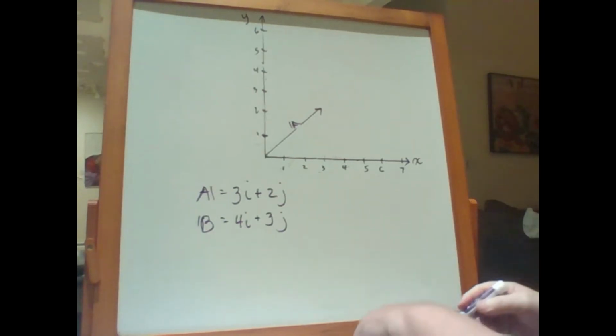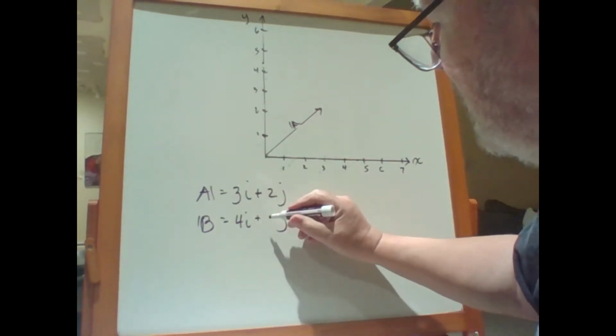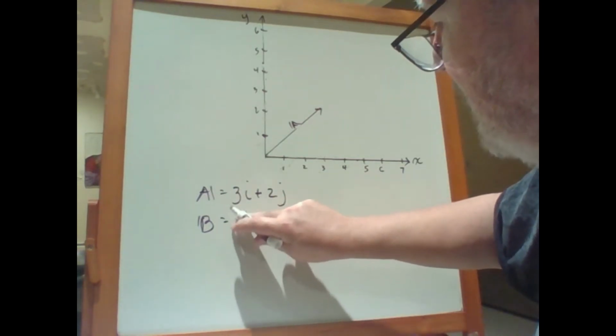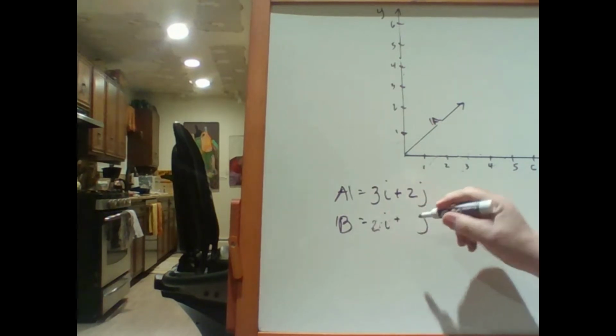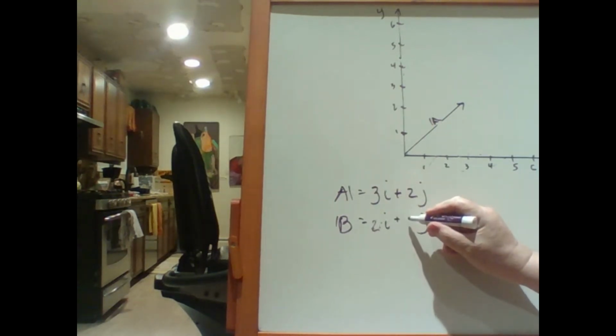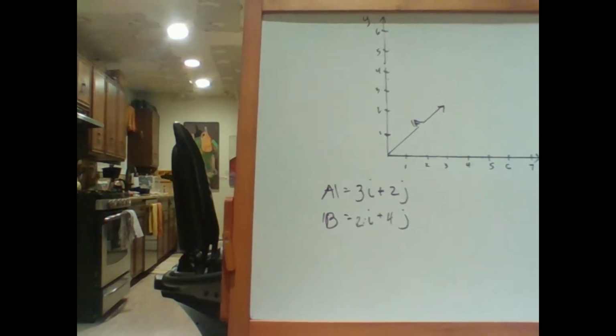That's the same vector. Let's give ourselves a different number. Let's say 2i plus 4j. That'll give us a different vector.